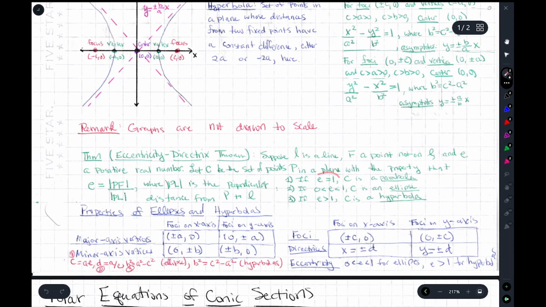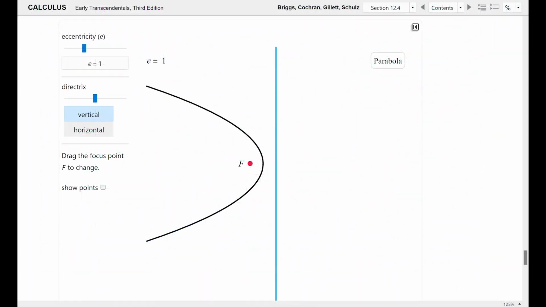Now, if E, the eccentricity, is 1, C actually turns out to be a parabola. If E is strictly greater than 0 and strictly less than 1, C is an ellipse. And if E is strictly greater than 1, then we have a hyperbola. So in one fell swoop, we could basically describe all three of these shapes with this theorem. And again, a picture is worth 1,000 words. So let's take a look at how that works.